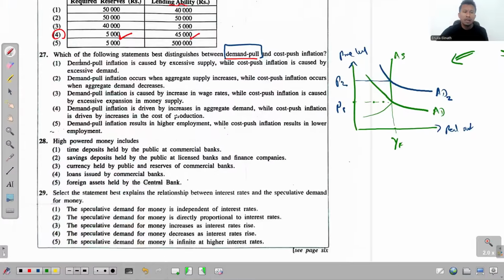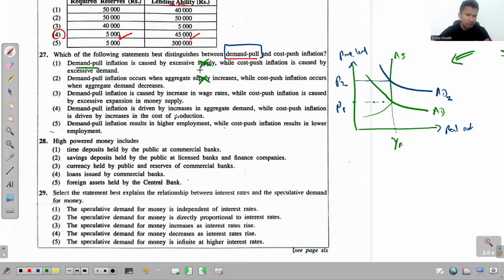Now we'll read one by one. Demand pull inflation is caused by excessive supply. No, demand pull inflation is caused by excessive demand. So that's wrong. Demand pull inflation occurs when aggregate supply... see, demand pull inflation has nothing to do with the aggregate supply. So both these options are ignorable.